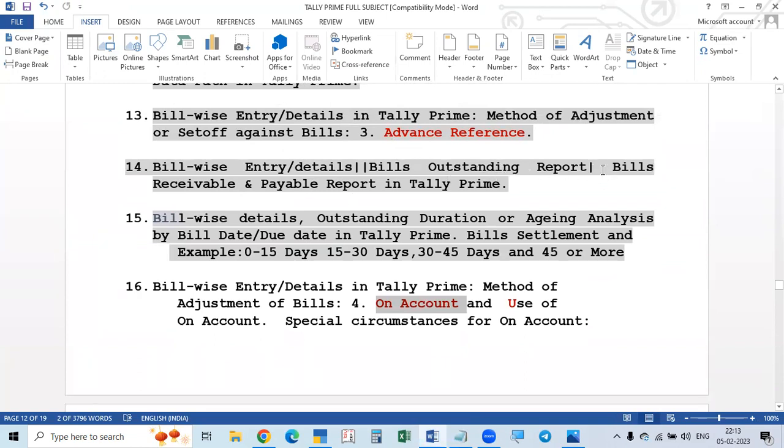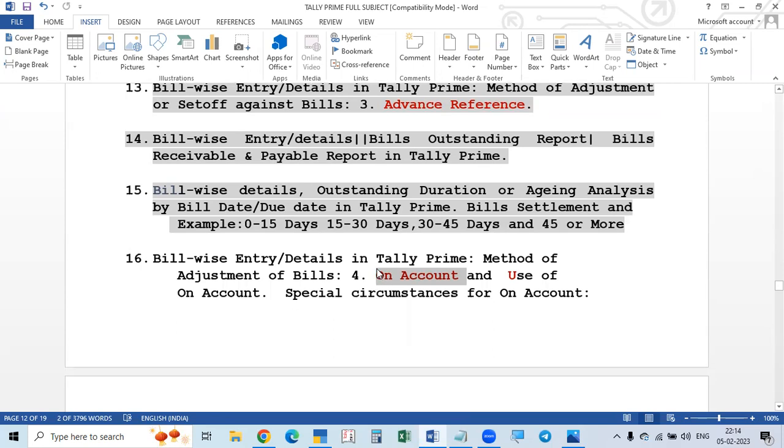After bill-wise entries, we completed the bills outstanding report. In that outstanding, we completed bills receivable and bills payable, and also ledger wise and group wise. After that, based on these outstanding reports, we completed outstanding duration or aging analysis on the basis of bill date or due date, with the ranges 0 to 15 days, 15 to 30 days, 30 to 45, 45 and more. And bill settlement, all this we completed. So five are done, and the last one, the sixth, we are doing now. All these are very, very important for every business.